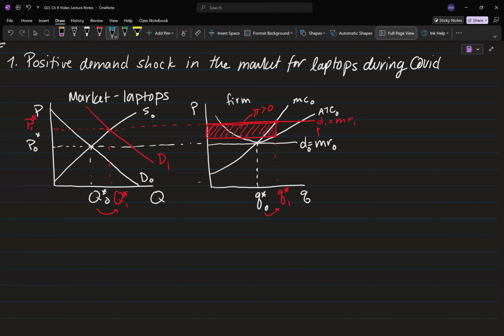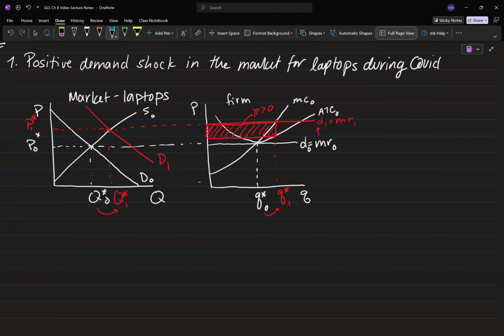Now, that concludes our short run analysis. Moving into the long run, remember what distinguishes long run from short run. In the long run, the firm can adjust their capital, right? Whereas in the short run, they can't. So when firms can change their capital use, this positive profit is going to act as a signal to other firms that they should enter the market because there's gains to be had.